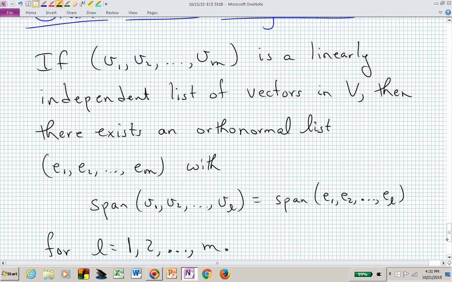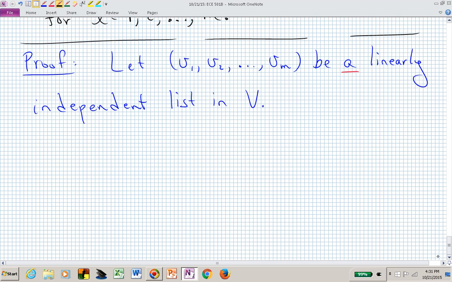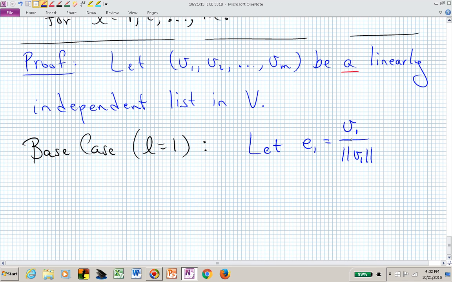Because right now we want to show that this is true for L equal to 1, 2, up to m. This is sort of begging us to maybe apply the proof by induction technique. And if that's the case, then we have to start by showing that it's true for a base case. In this case, let's let our base case be L equal 1. In the base case, in this inductive proof, we are going to let E sub 1 be V1 over the norm of V1.